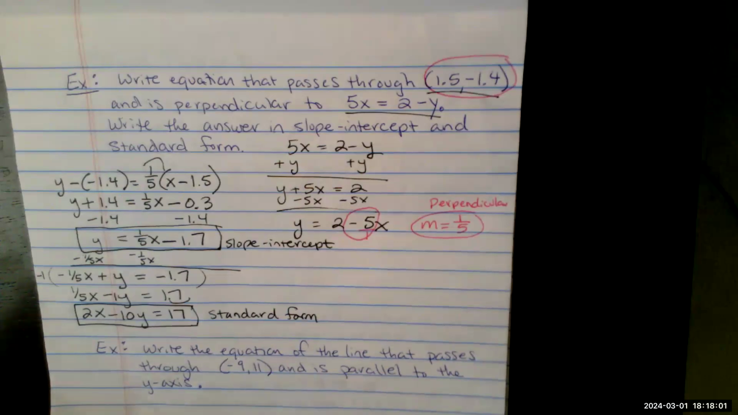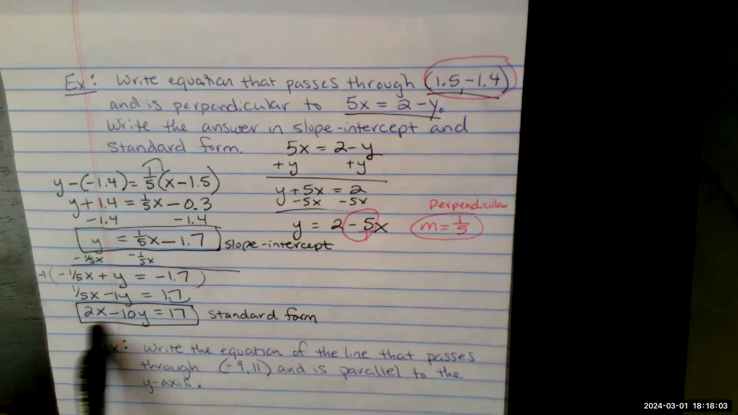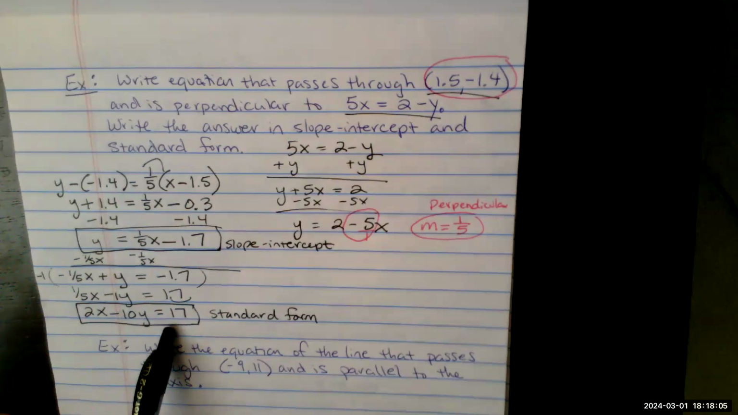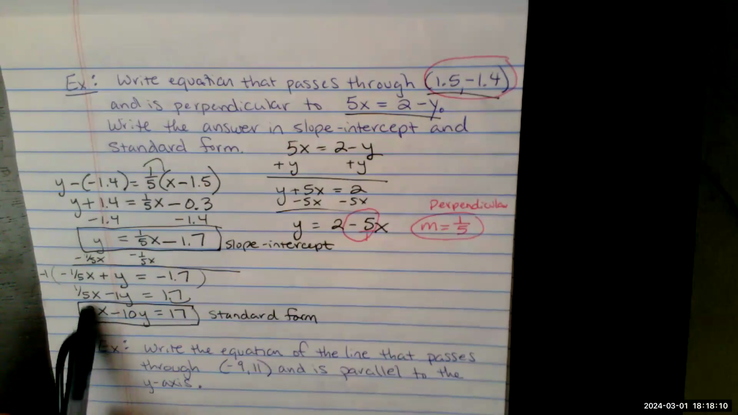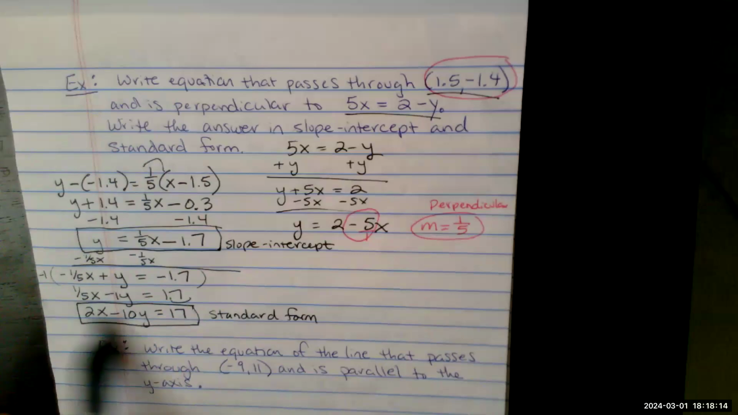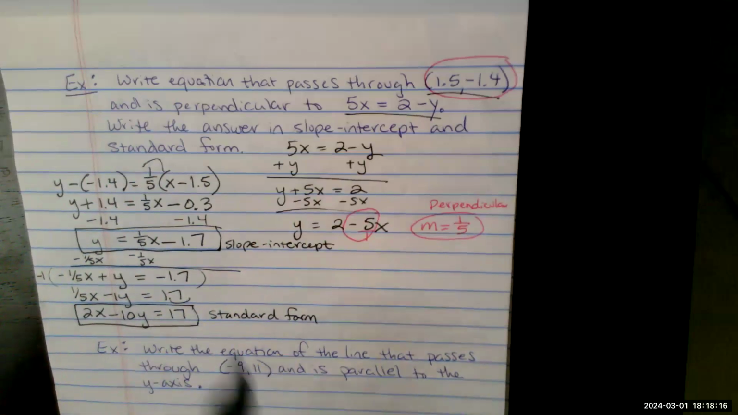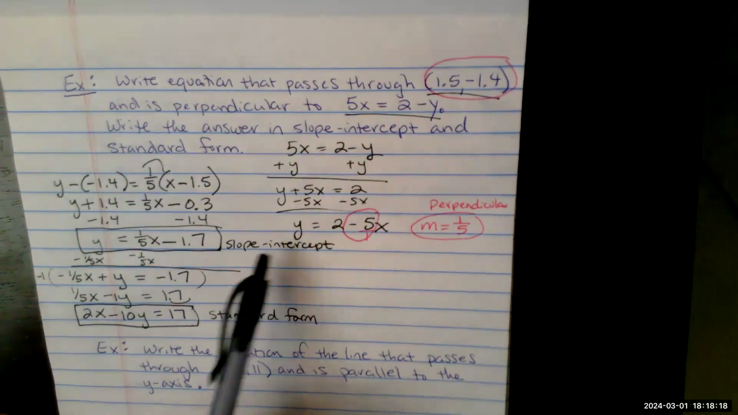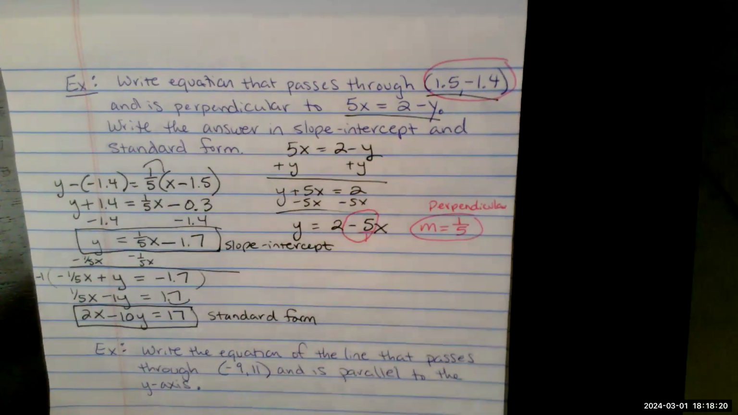What's the benefit of standard form? Standard form is the nicest form if you were just trying to find the x and the y intercepts, because it'd be very easy to plug in 0 for the x to find the y, and vice versa, plug in 0 to the y to find the x. So that's what standard form is good for. But slope intercept form and point slope form are better for graphing.